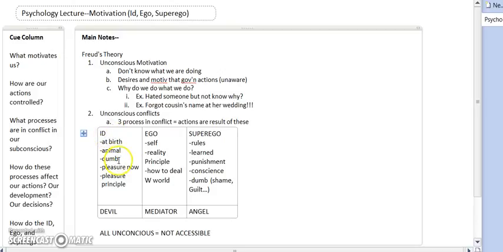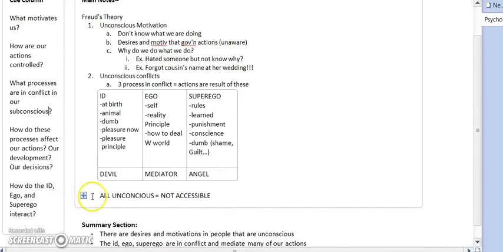So id, ego, and superego. Again, I put down very minimal points, but now when I see the word animal, I think instincts, id. I think of the devil on your shoulder in a movie, for example. Ego is the self, the mediator of the devil and the angel. And the superego is the rules that we learn and the punishments and then the shame and the guilt, all of those feelings because we haven't lived up to society's rules. That's the angel part of that movie metaphor he mentioned. And then obviously my last point was that it's all unconscious and not accessible, and that's really important to remember. So hopefully this was a good example for you, and thank you for listening.